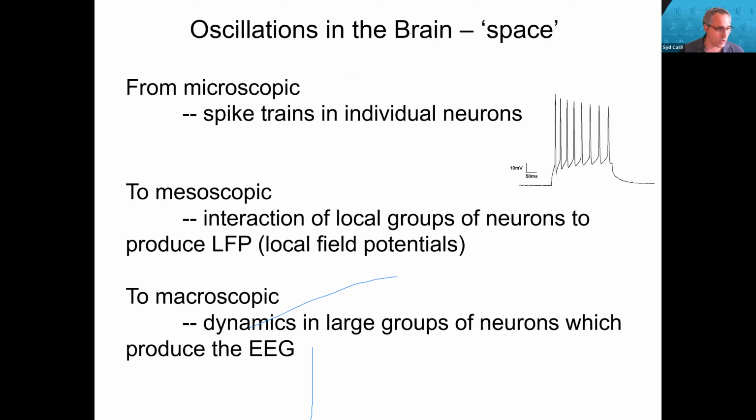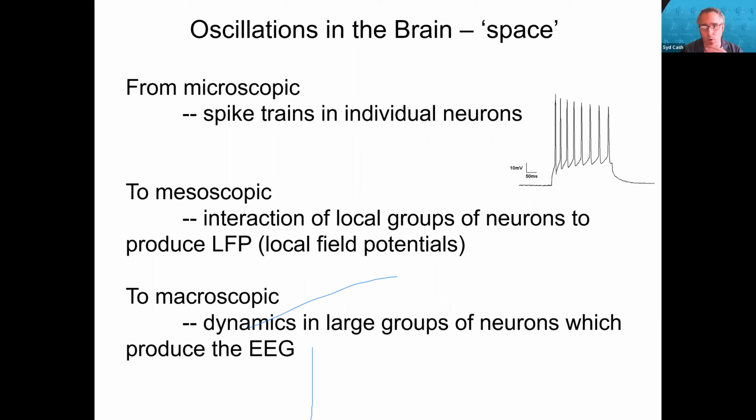All right, so we're also covering a number of different spatial resolutions. We're going to be talking about the microscopic level, where you can think of spike trains in an individual neuron, that is action potentials that are elicited in a given neuron for a given input or stimulation. You can see an example here from a layer 5 neuron in a mouse where it has a bunch of spikes on it. And that itself is an oscillation, or can be an oscillation.